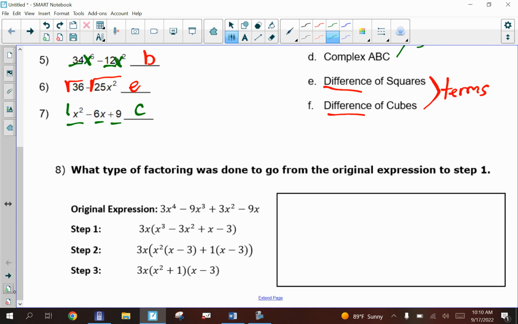Okay, number 8 says, what type of factoring was done to go from the original expression to step 1? So from the original to step 1, the first thing I noticed is now all of a sudden it has parentheses, but more importantly, it's got that number in the front. Anytime you take out a number and put it in the front, that's called the GCF.